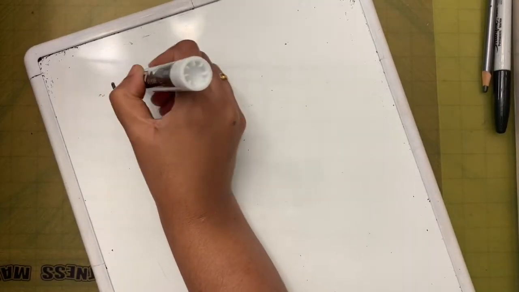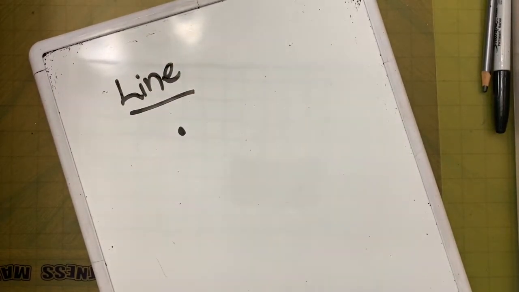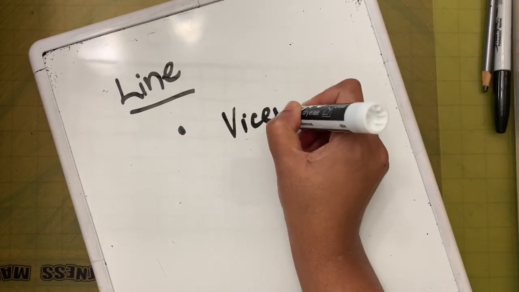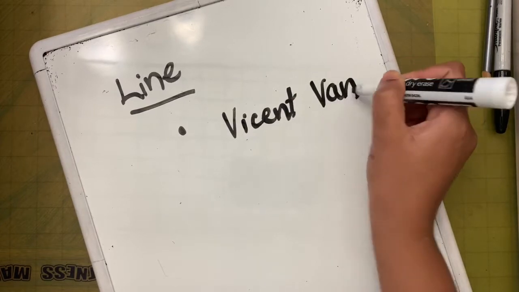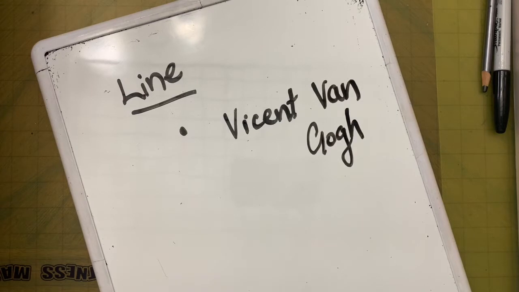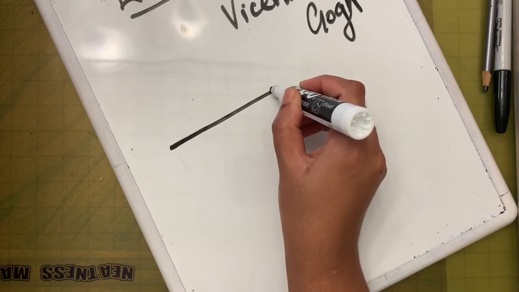Okay, so before we start, let's talk about what a line is. A line is a dot. Long back there was an artist who lived, and his name is Vincent van Gogh. What he said about a line is that a line is a dot going on a walk. So a dot, if it decides to walk straight, it can make a straight line.